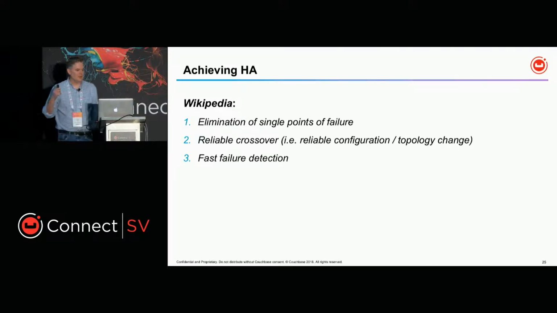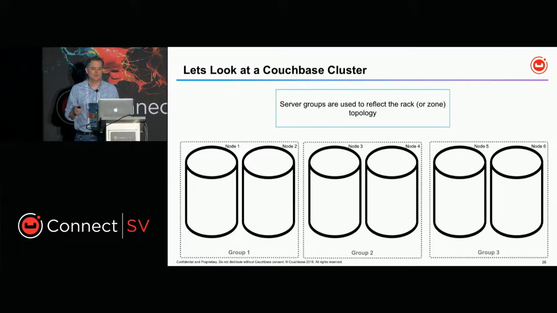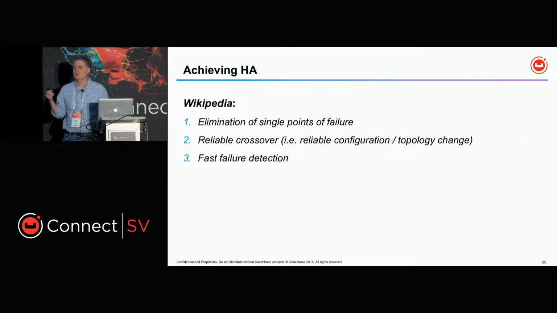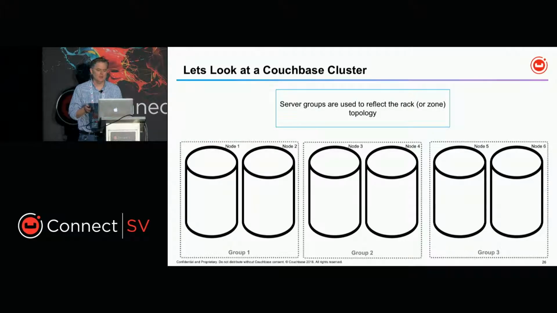So let's talk about achieving HA, and we'll talk about this briefly. Again, this is from Wikipedia. So the three ideas. Number 1, identify your system's single points of failure and eliminate them. 2, reliable crossover, which is reliable reconfiguration. When something dies, when a single point of failure or a singleton service dies, we need to be able to promote a new one. Or when a node dies, we need to be able to remove it and add a new one in a reliable fashion that doesn't cause downtime. And 3, we need to detect the failure quickly.